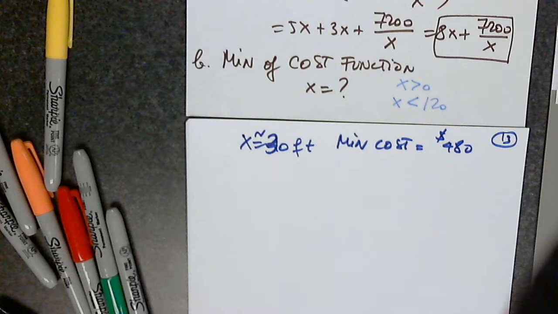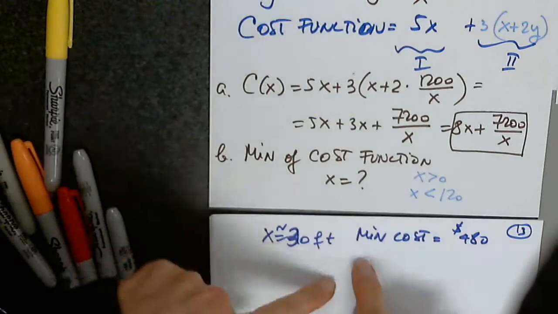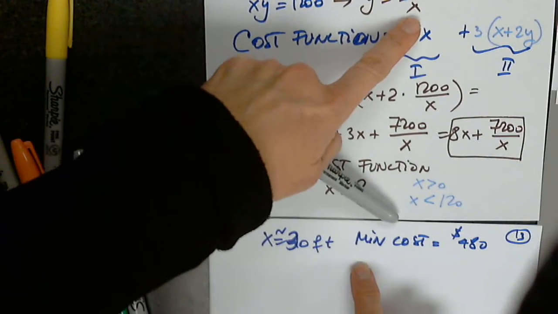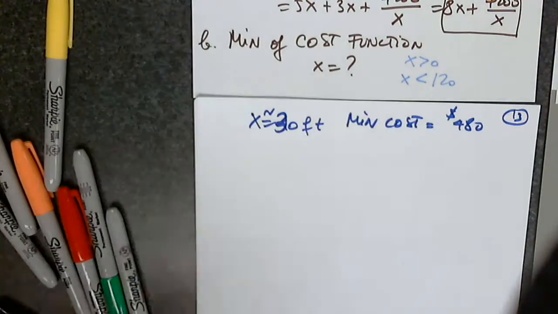So what would you tell the farmer? Sir, if you want the minimum cost for what you're trying to do, make sure that the length is 30 feet. And the width, I can determine the width. If this is 1,200 divided by 30, obviously the width in this case must be 40. Right? And your cost will be minimum.